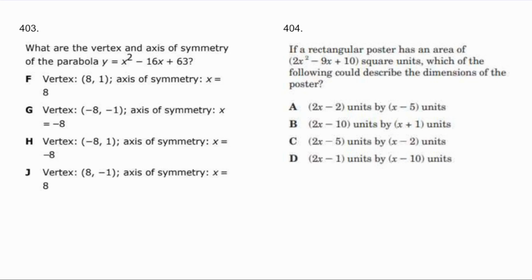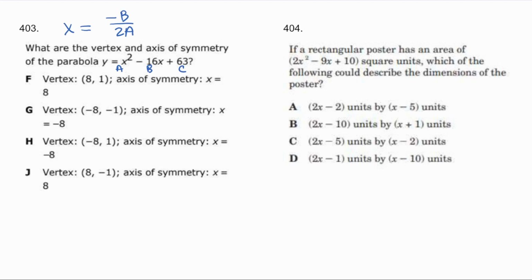Okay, now on 403, what are the vertex and axis of symmetry for the parabola? Okay, we can do this. I just need to remind you that the formula for the x coordinate of the vertex is x equals negative b over 2a, where a is the coefficient of x squared, b is the coefficient of x, and c is the coefficient that doesn't have any x's attached to it at all in a quadratic equation.